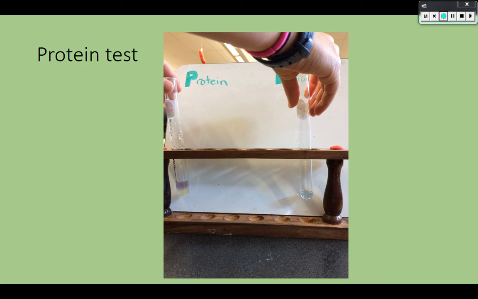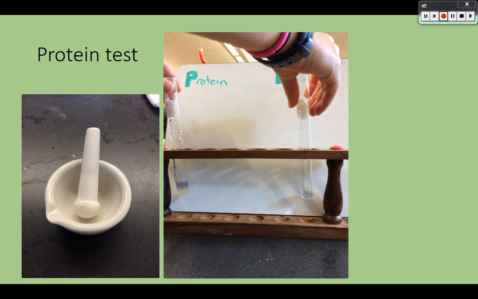Now, unfortunately, unlike the starch test, if you had solids, you can't just drop Biuret onto the protein. So you may have to mash it up. This is called a mortar and pestle, and the mortar is the bowl and the pestle is the masher. You don't need to remember that. But what you would do is take a little bit of your food and just a little water, and mash it up to get a mush. And then you could test some of the mush to see if there's protein in that.